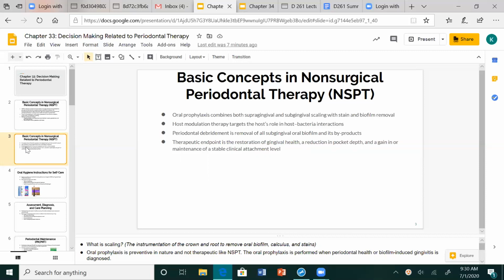So periodontal debridement is removal of all subgingival or oral biofilm and its byproducts. And then again, our therapeutic endpoint is we want to see an improvement in gingival health, reduction in pocket depth, and create some kind of a maintenance recall interval.